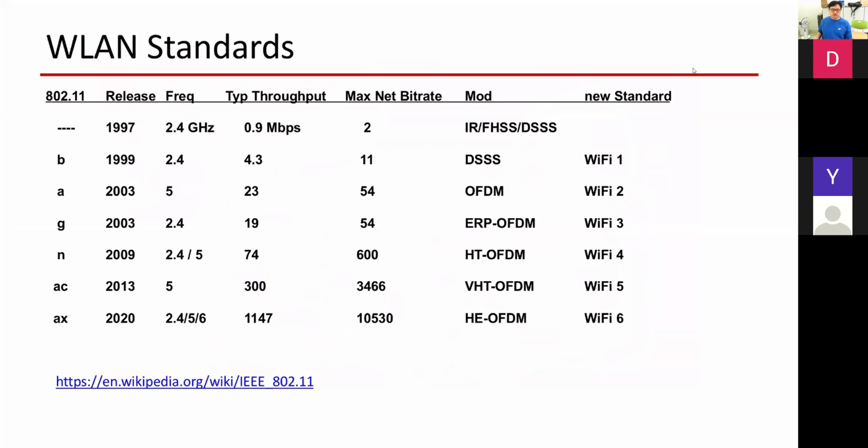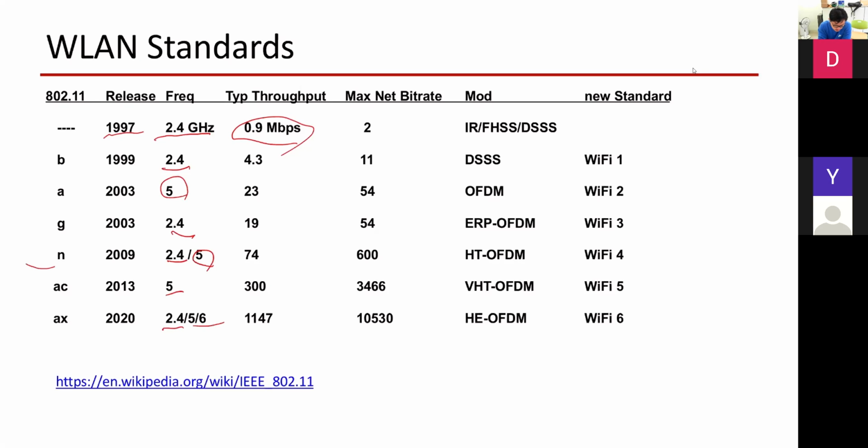So the Wi-Fi standard. In 1997, it started from here. It's about 23 years, right? So we started to use this. The max rate, the typical throughput, is what matters, and it was about 0.9 Mbps, which is very slow, and worked in 2.4 gigahertz. We're going to talk about this: 2.4 and 5 gigahertz.